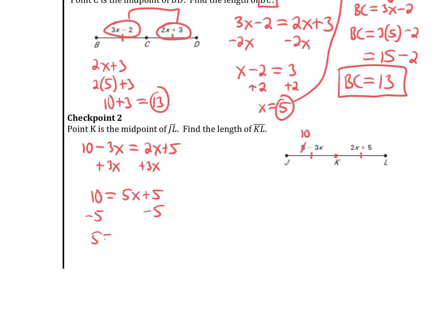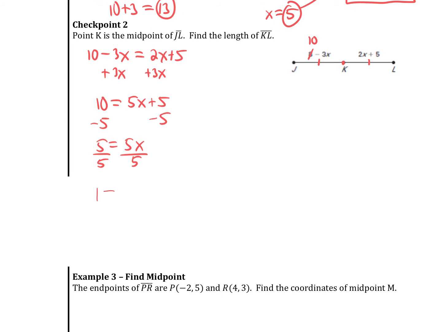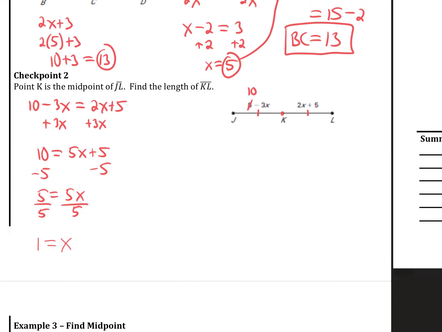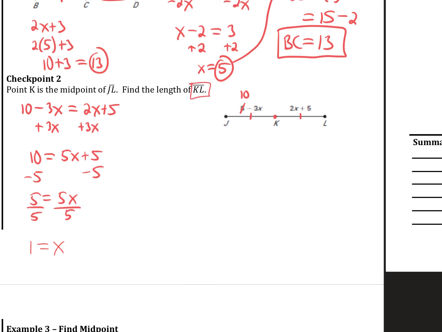And you get 5 equals 5x. Divide by 5. And we get x equals 1. Are we done? We're looking for KL. We're looking for KL, which is 2x plus 5.